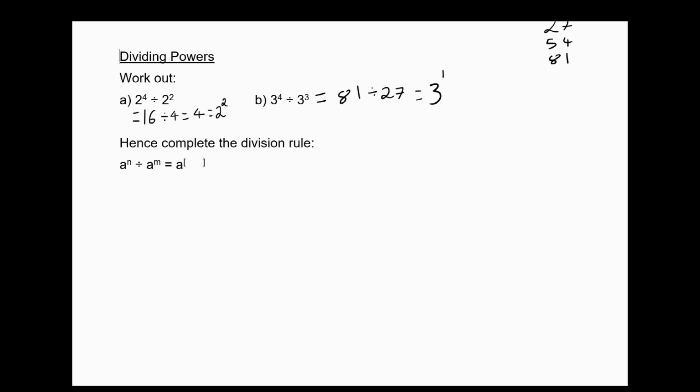And as you should notice, we've subtracted the powers this time. So a to the n divided by a to the m is a to the power of n, take away m. Essentially, we have just subtracted the powers when we're dividing and the base numbers are the same.